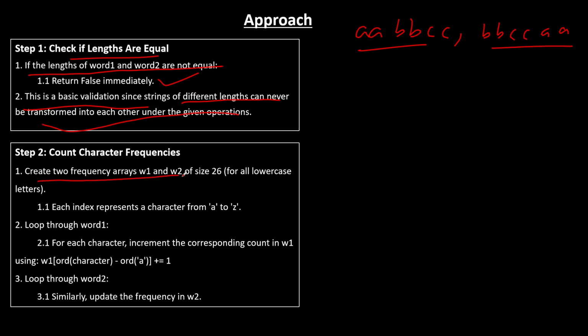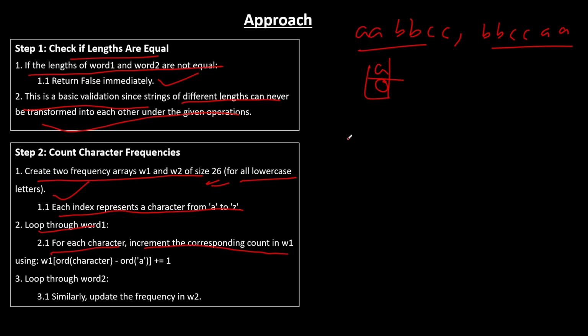So we create two frequency arrays, one for word 1 and one for word 2, of size 26 for all lowercase letters. Each index represents a character from A to Z. Index zero represents A, basically. And we loop through word 1, and for each character, we increment the corresponding count in the word 1 array.